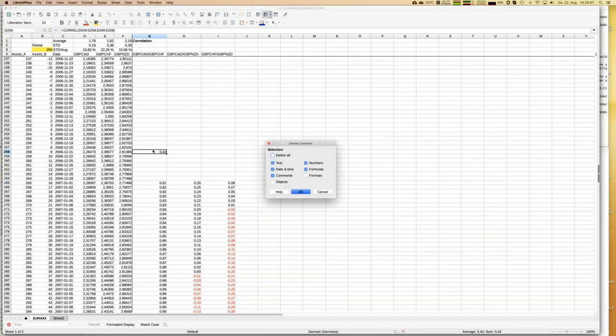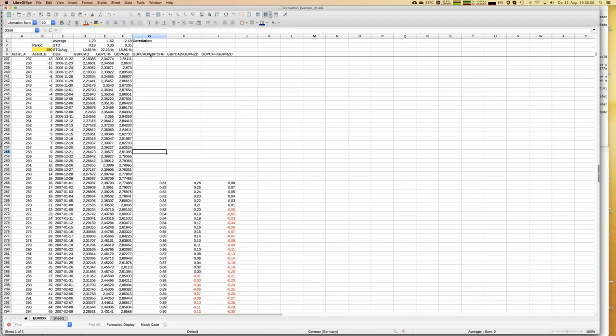And now what I have done here is I measured the correlation between British pound Canadian dollar and British pound Swiss franc. That's exactly what we try to figure out. What is that number? Additionally, I measured two other things here as well. I measured British pound Canadian dollar against British pound New Zealand dollar. And finally, there's one combination left, British pound Swiss franc against British pound New Zealand dollar.